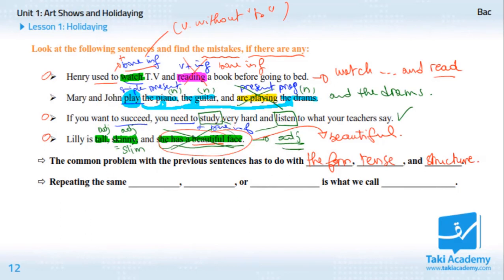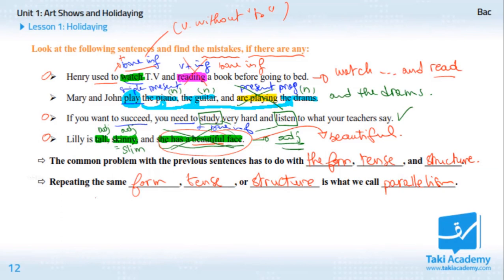So, repeating the same form, tense, or structure is what we call parallelism.